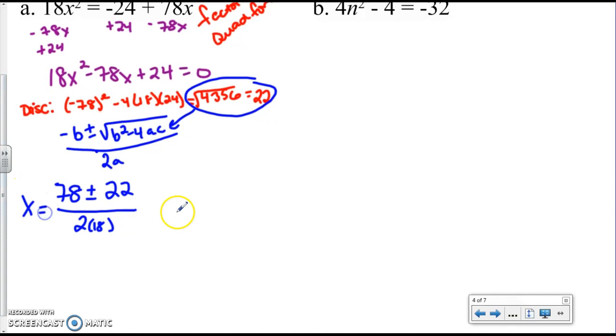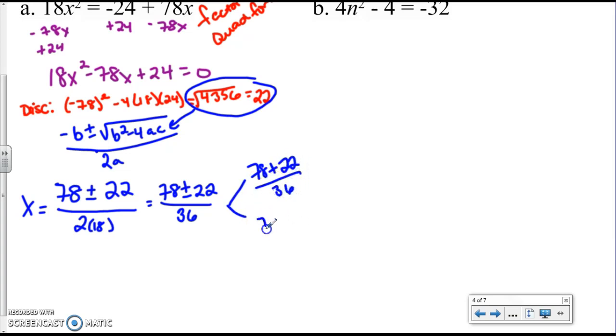So we can go ahead and find x right away. So I'm going to do 78 plus or minus 22 over 36. And I'm going to split that into 2 parts. So that's really telling me 78 plus 22 over 36, and 78 minus 22 over 36. I'm going to go ahead and calculate both of those. And if you type it in the calculator, be careful, you have to have those parentheses there on the top. I get 4 for the top one, and I end up getting 1/3 for the bottom one. So my solutions are 4 and 1/3.